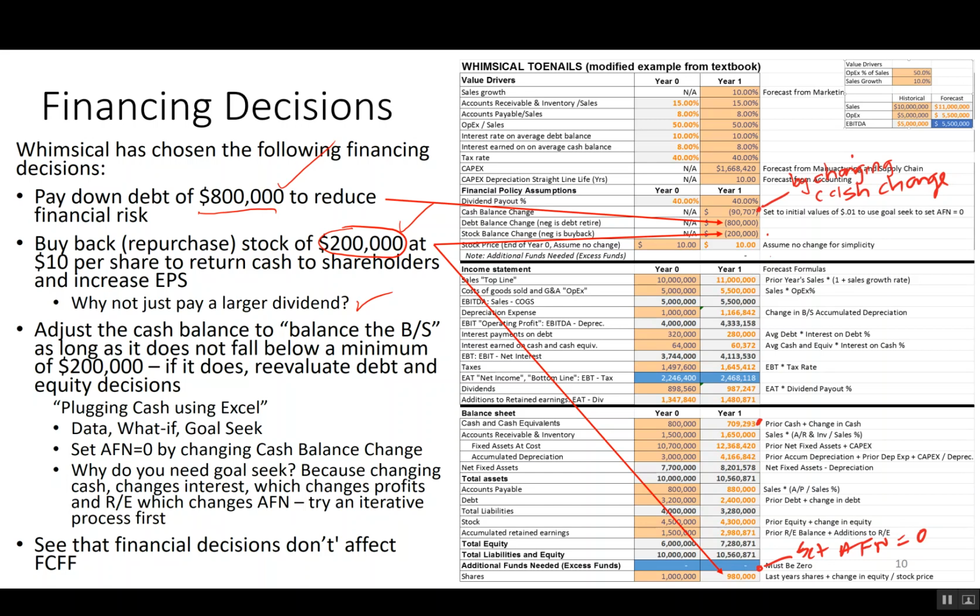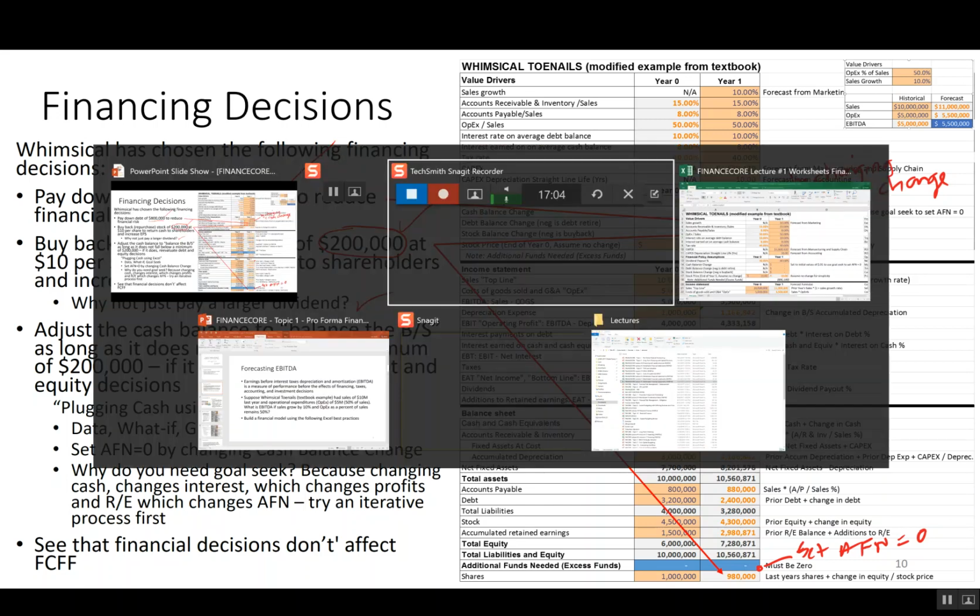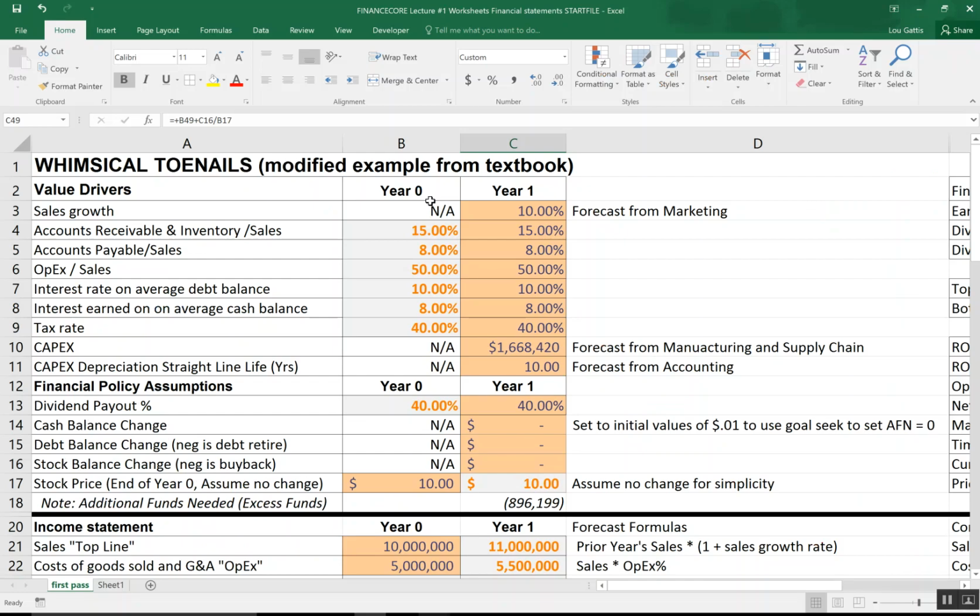So let's go ahead and do this. I'm going to go back to my start file that we've been working on, and we're going to put in those decisions. This first decision was to pay down $800,000 in debt. I'm going to put minus 800.